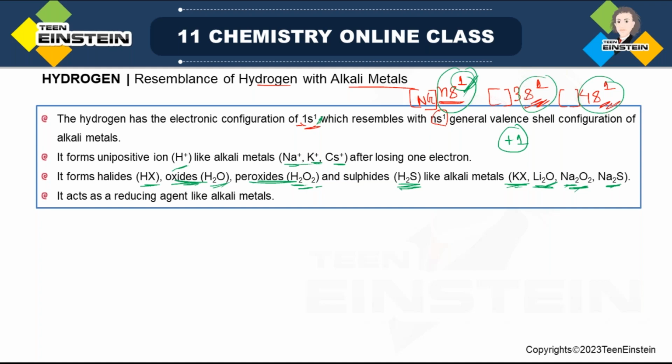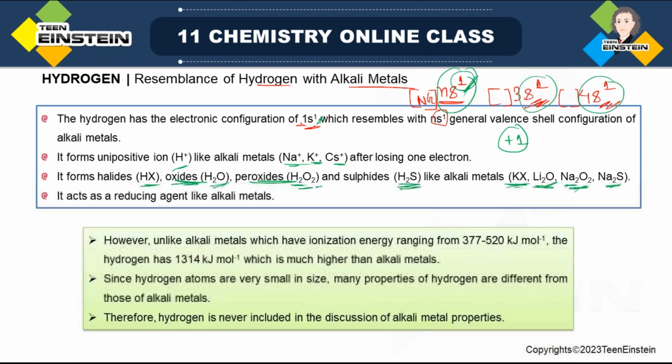But there is also dissimilarity, which we will see next. Unlike alkali metals, whose ionization energy values are in the range of 377 to 520, obviously, as you move down the group, from lithium to sodium to potassium, this value will decrease. Ionization energy means the energy you have to provide to remove the most loosely held electron, in this case the ns1 electron. But when it is hydrogen, look at the value. It is far greater than this range. So this is the difference.